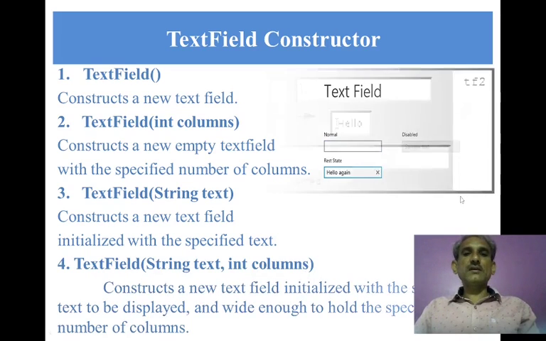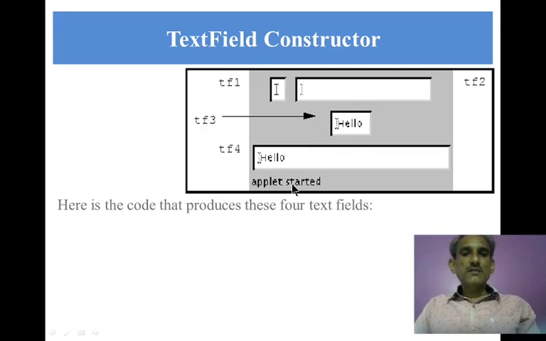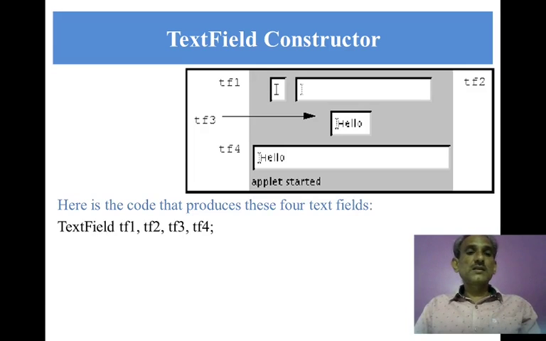So TextField has some constructors. Look at this figure I am showing you here. We created four text fields. One is tf1, other is tf2. This is the third text field tf3, which is showing some sample text, hello, and tf4, which is also showing some text. It can be created by using just four lines of code in Java. So look at this. I am writing TextField tf1, tf2, tf3, tf4.